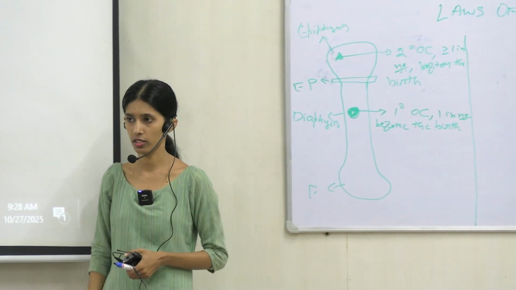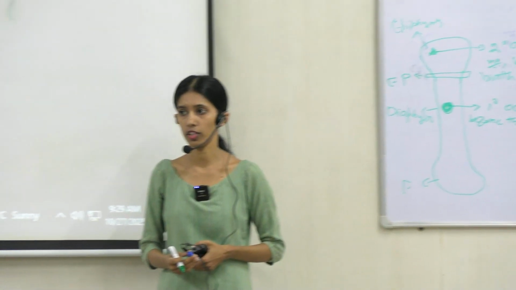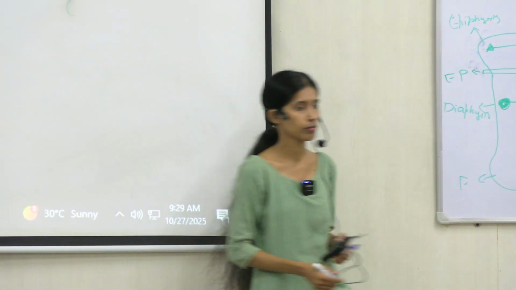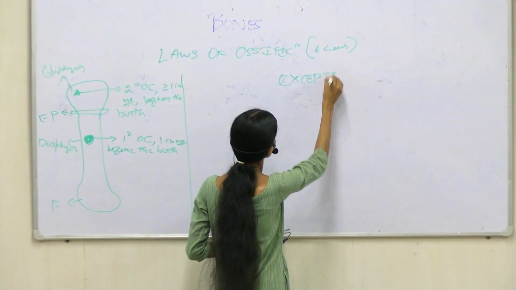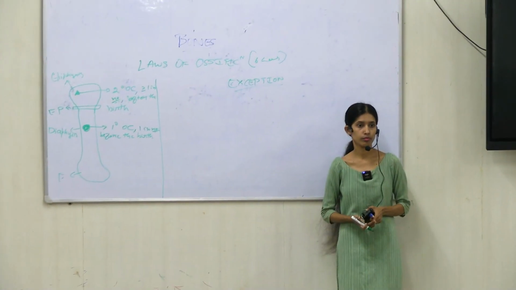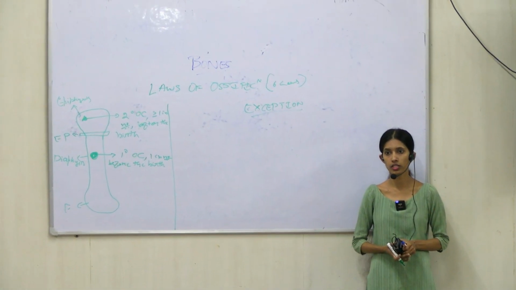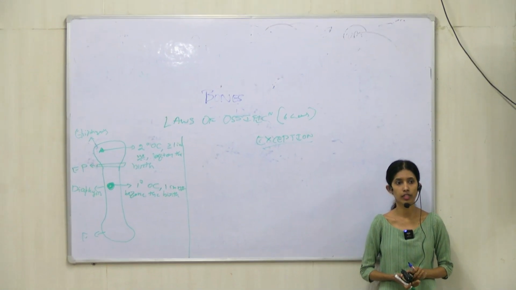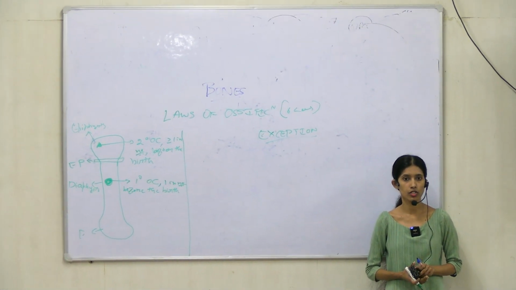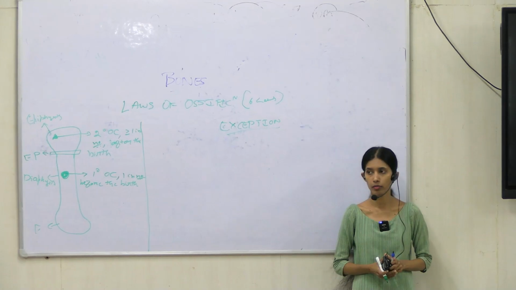These are the first 3 laws of ossification. Can anyone repeat please? So what does the first law say? Primary ossification center is present in diaphysis. Secondary ossification center is always present in epiphysis.